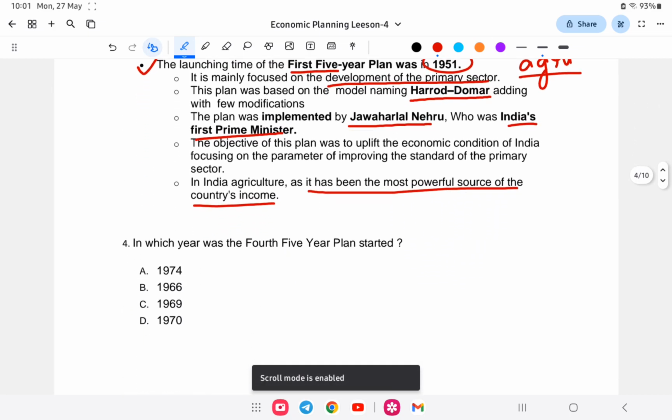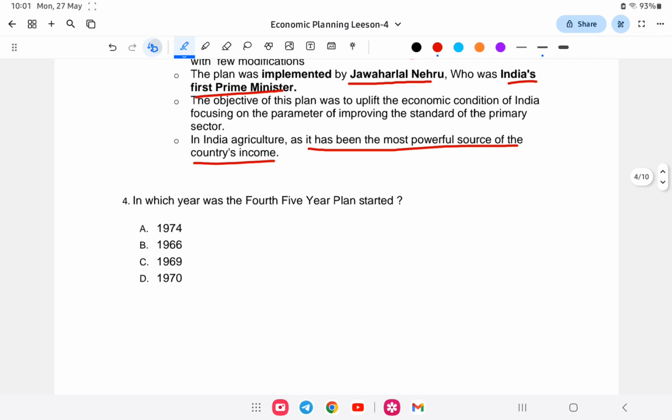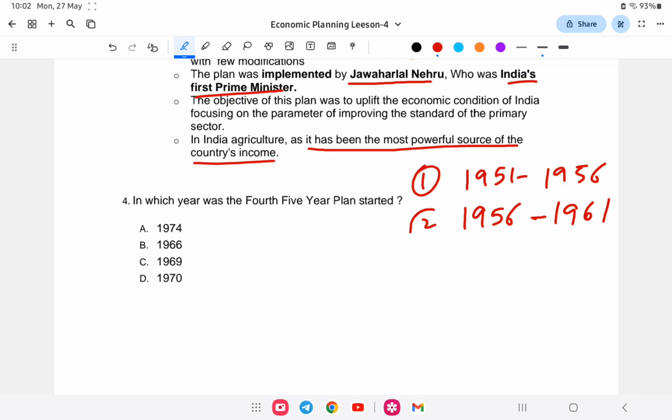Next question. Question number 4. In which year was the fourth 5-year plan started? So, a trick: from 1951 to 1956, that is the first 5-year plan. 51, 52, 53, 54, 55, 56. In 1956 the second plan started, 1956, 57, 58, 59, 60, 61, to 1961. First, second.